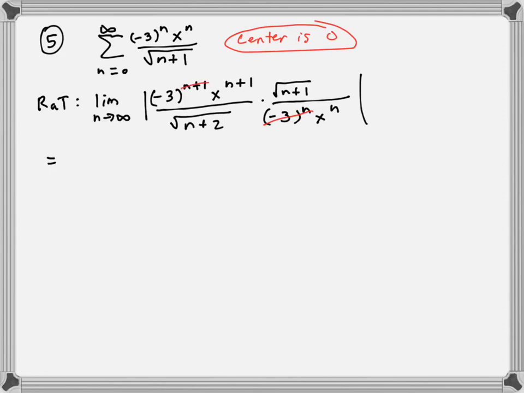-3 to the n and -3 to the n plus 1 leaves us with a -3. But when we pull out the -3, remember it's absolute value of -3, so we know we're going to get a 3 out here. What about the x's? Well, I have x to the n plus 1 and x to the n, so that's going to leave us with an x to the 1 on top. And that can come out, but we do need an absolute value for that one. And what do we have left in the limit? In the limit we have the square root of n plus 1 over the square root of n plus 2, or I'm going to write it this way. How do you take that limit?